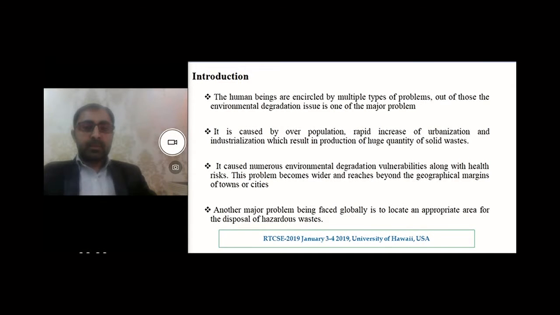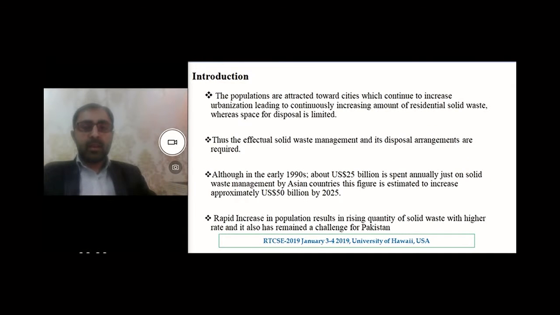Human beings are encircled by multiple types of problems. Out of those, environmental degradation is one of the major problems. It is caused by population growth, rapid urbanization and industrialization, which result in the production of a huge quantity of solid waste. It causes numerous environmental degradation, vulnerability along with health risk. This problem reaches beyond the geographical margins of towns or cities. Another major problem being faced globally is to locate the appropriate area for the disposal of hazardous waste.